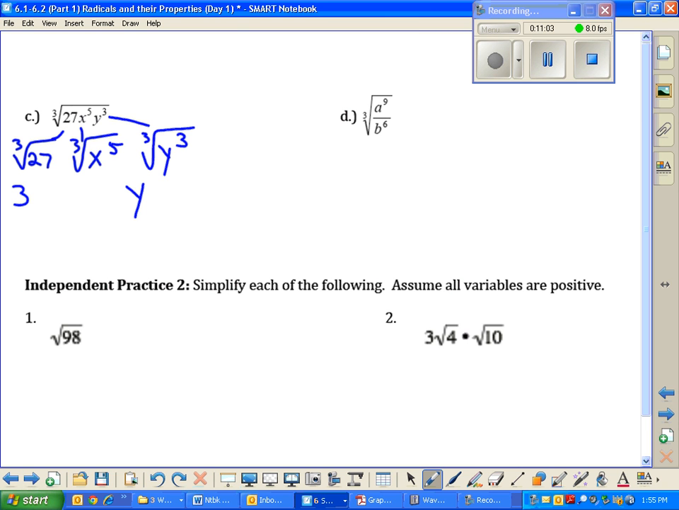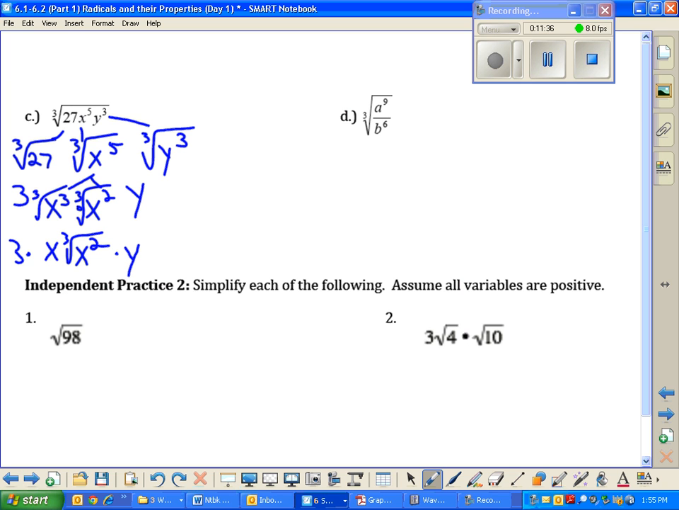Okay, now we have to ask ourselves, what's the perfect cube factor of x to the 5th? Kristen. Yeah, x cubed. X to the 5th breaks down into x cubed times x squared. And then you can cube root each piece, right? So what we get out of this is x times the cube root of x squared. I'll bring down my 3 and my y.